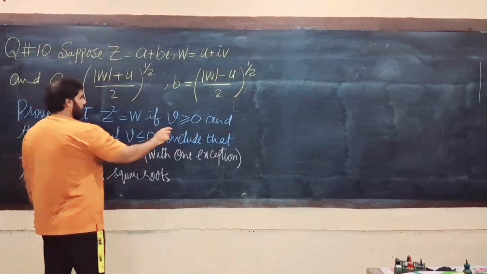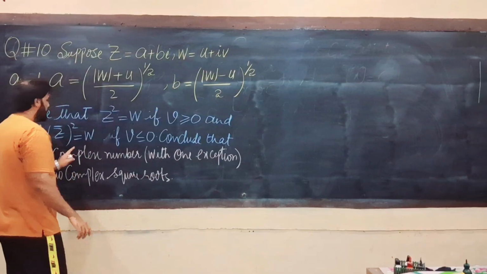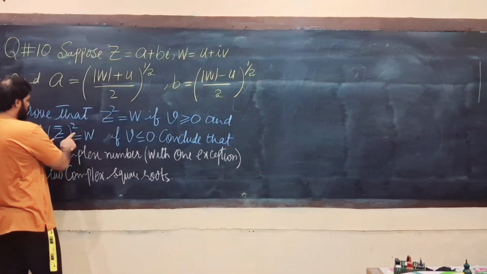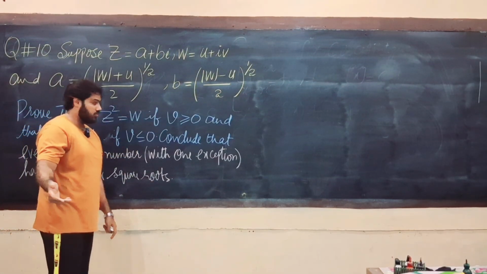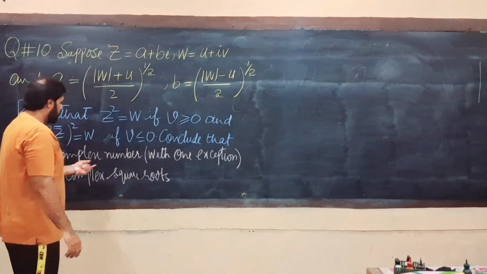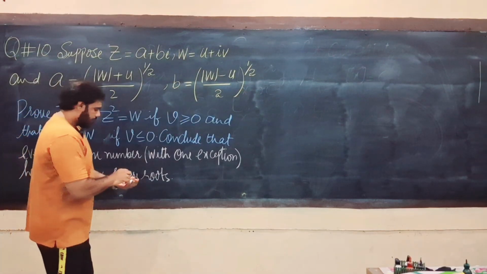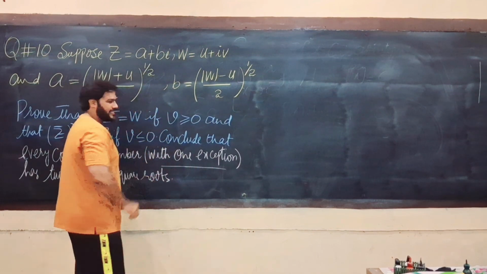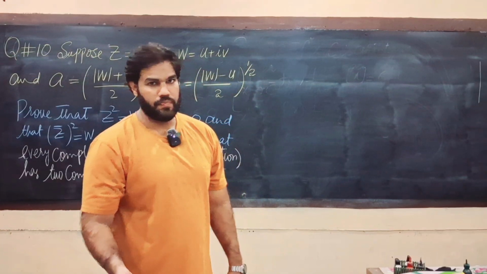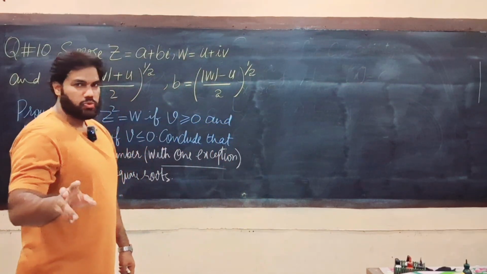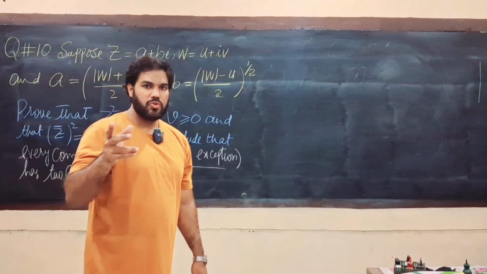This equation holds if v, meaning the imaginary part of w, is non-negative, and w is equal to the square of the conjugate of z if v is non-positive, meaning v is less than or equal to 0. Conclude that every complex number with one exception has two complex square roots. Focus on this phrase, with one exception: it means the case where your complex number is 0. For the zero complex number, its root is 0, so in that case there will not be two square roots. For any non-zero complex number, it will always have two complex roots.